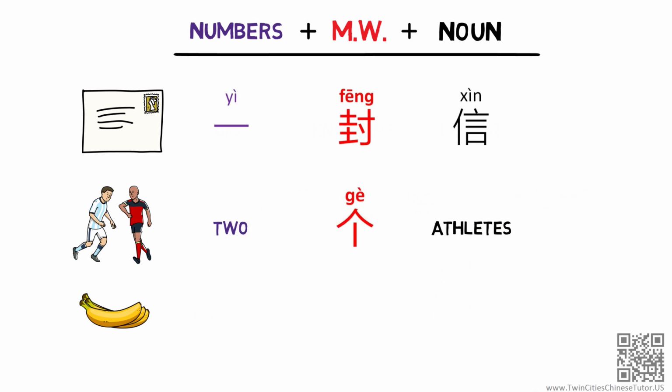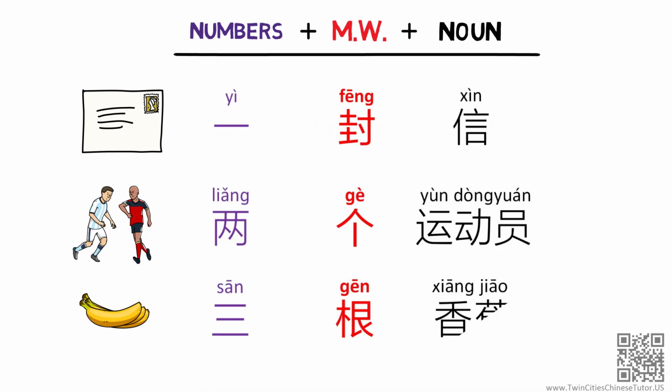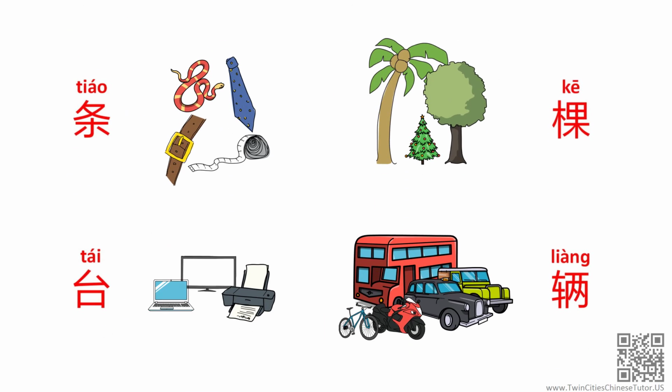So back to the example. 2 athletes would be 2个运动员. For bananas, we would use the measure word for the long and stick-like object, 根. So 3 bananas would be 3根香蕉. Now, check out the following measure words. Remember, Chinese measure words help to give you a conceptual understanding of nouns. Can you tell what the things here have in common and what characteristics the measure words are highlighting here?